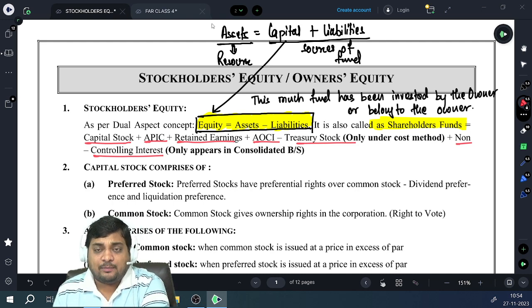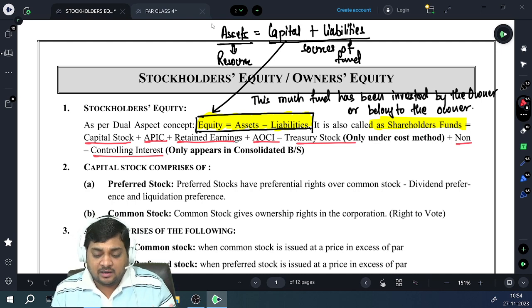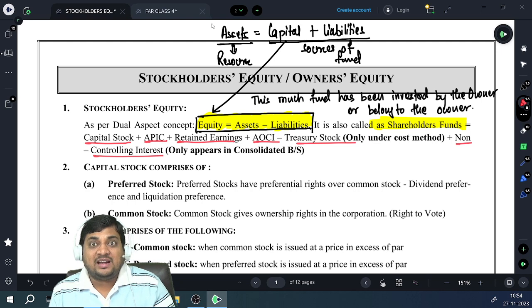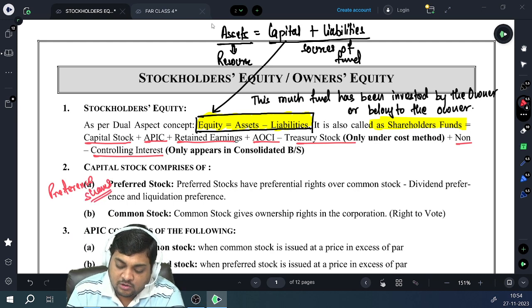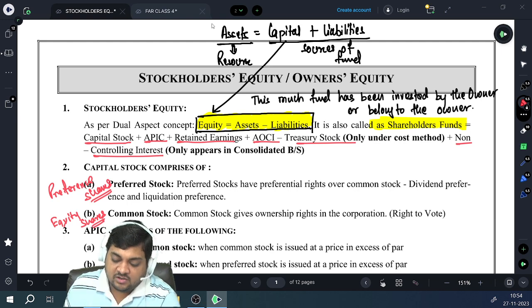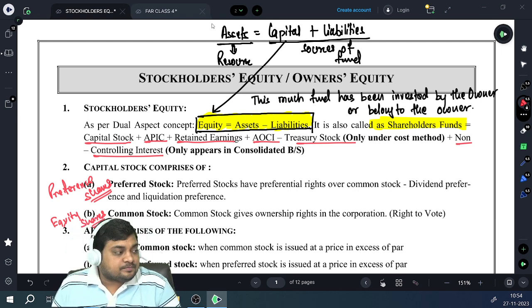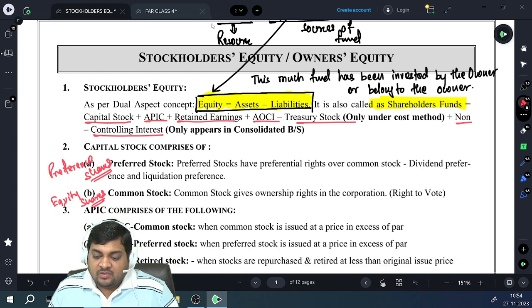Now when I talk about capital stock, there are two types of shares you can issue into the market. One is the preferred stock. In India we call it as preference shares. And common stock means equity shares. Right? Now, what is the difference between these two shares?